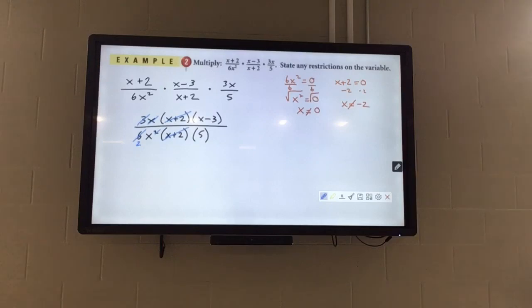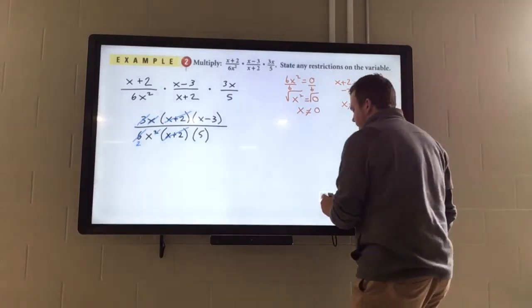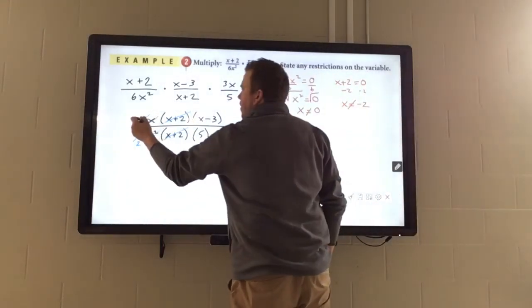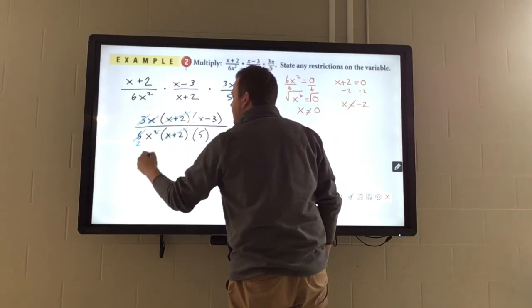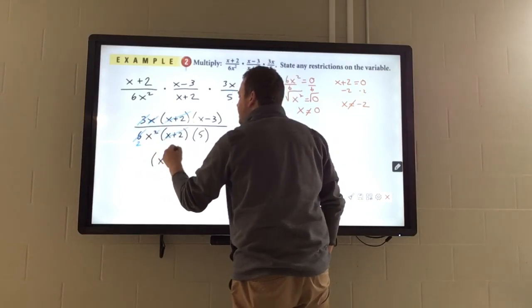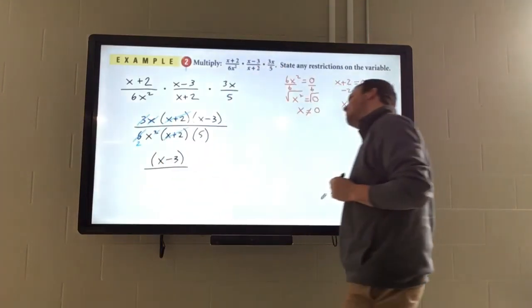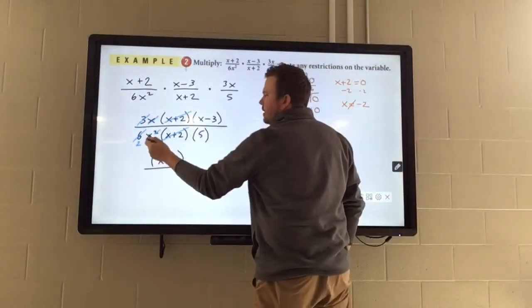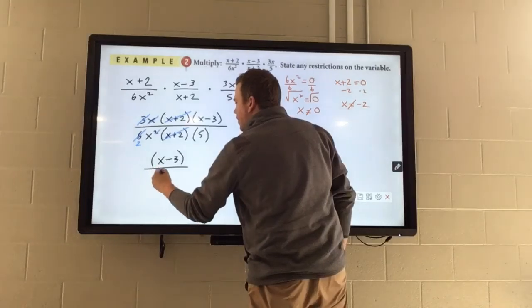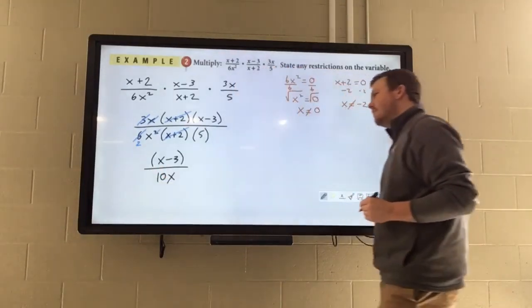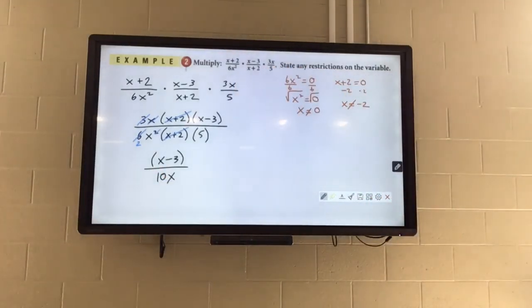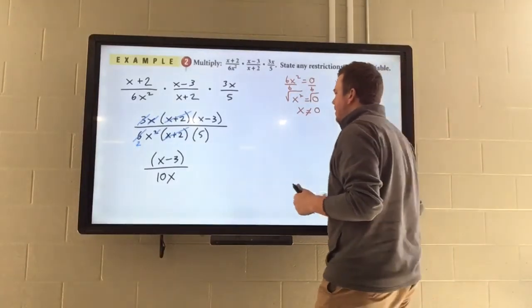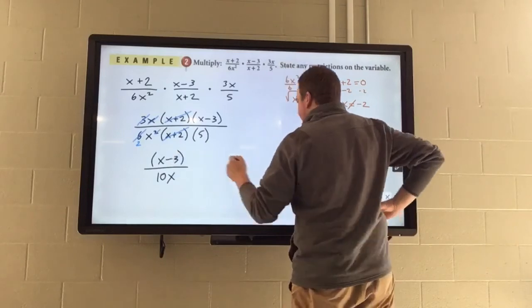So let's go ahead and see what we have left over after all that canceling. The 3 is gone, the x is gone, the x plus 2 is gone, leaving me with just x minus 3 in the numerator. Then in the denominator, I have 2 times x times 5, or 10x. Looking at this, I see that there's nothing else that I can simplify. So that's going to be my final answer.